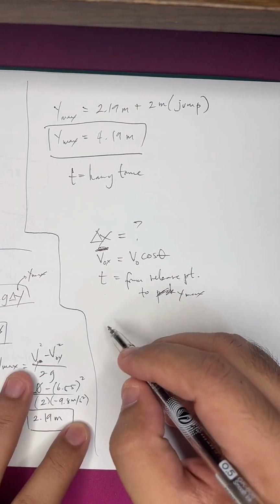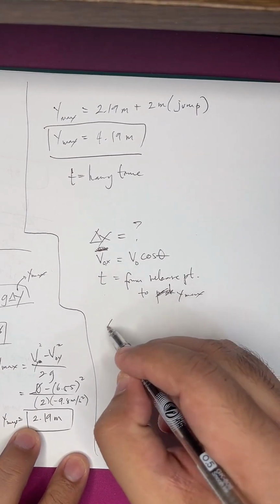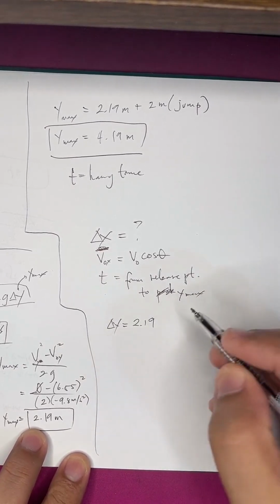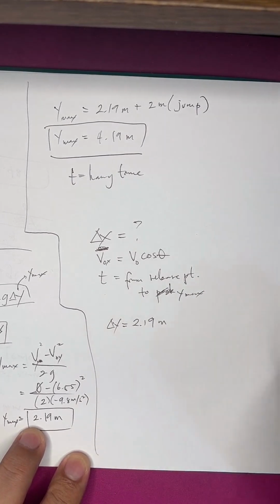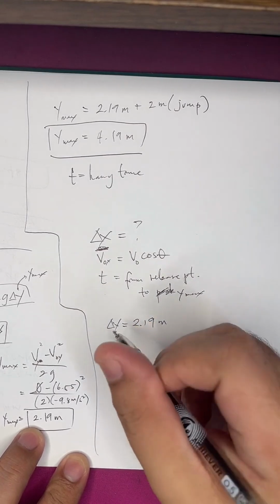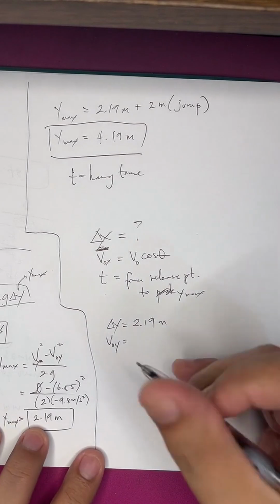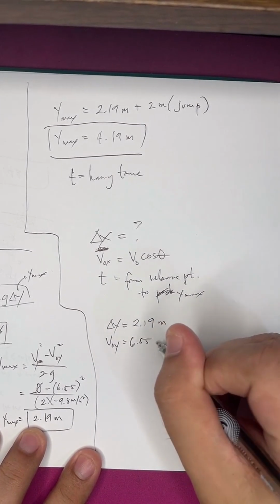Anyway, let's just get on with it. So we use the same givens. We know the displacement delta y would be 2.19 meters because that is the distance from the release point to the peak height. V naught y, we will use the same, which is 6.55 meters per second.